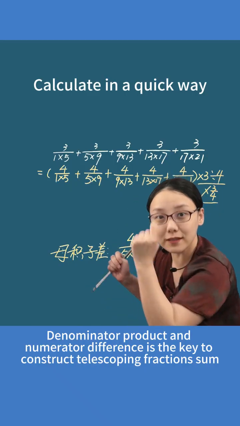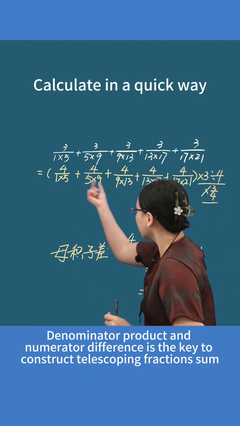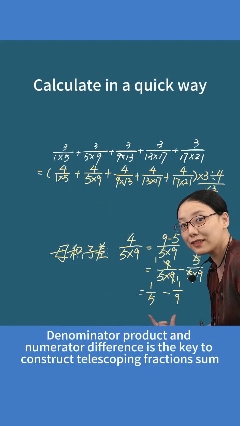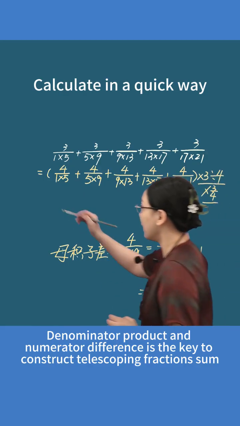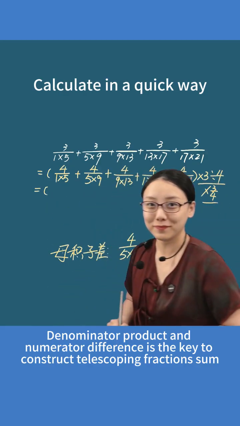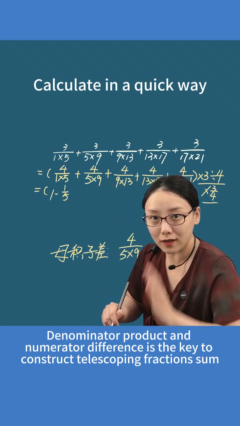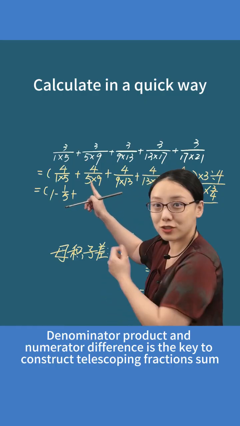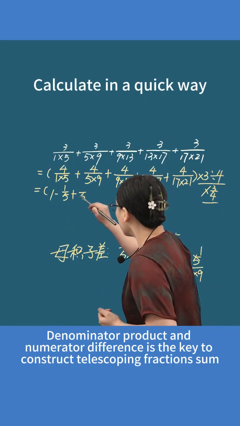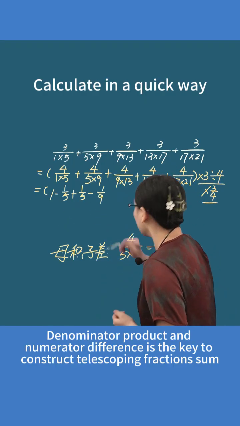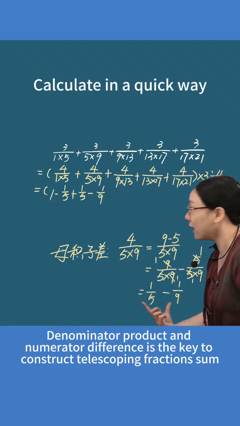All right, next, let's break up the parentheses and split each fraction into two terms in the form of a difference of fractions. Can you do the first one? How can you split it? Split it into 1 minus 1/5, right? Okay, now for the second fraction, how should it be split? Plus 1/5 minus 1/9, right? If you forgot, take a look here. All right, let's keep going.